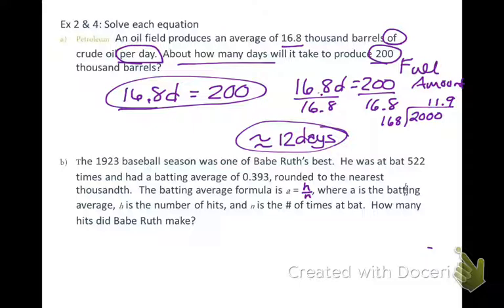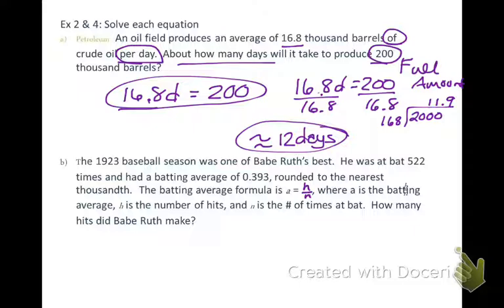Okay, now there are some people who play baseball. Baseball has a lot of math in it. You wouldn't even think about it. But we're going to discuss Babe Ruth. He is a very famous baseball player back in the old days. In 1923, to be exact, baseball season was one of Babe Ruth's best.